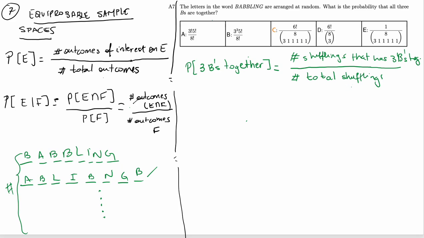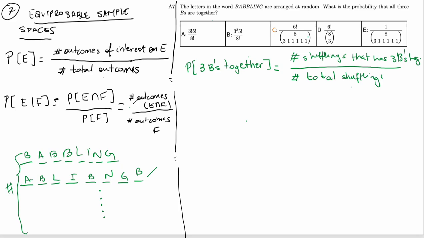Okay? So amongst all the total possible shufflings that you could have, there are some of them that are of your interest. So the probability of that happening is the number of things of your interest divided by the total number of things that can happen, the shuffles that can happen, okay? So now it's a counting problem.